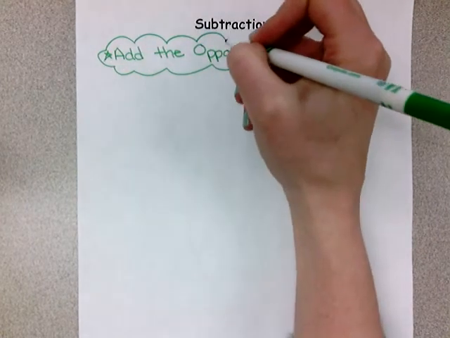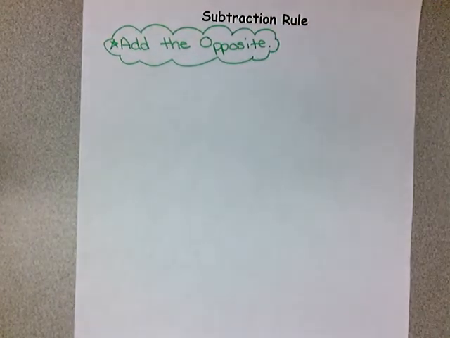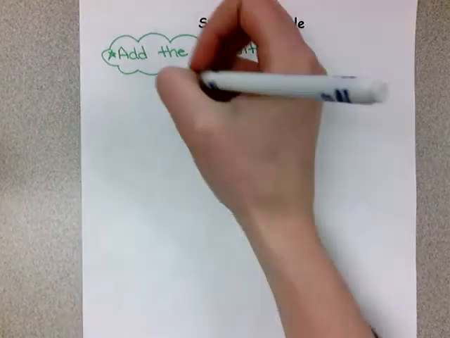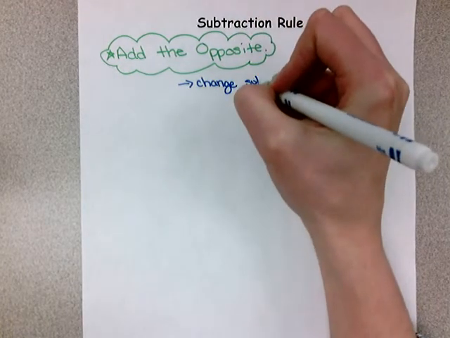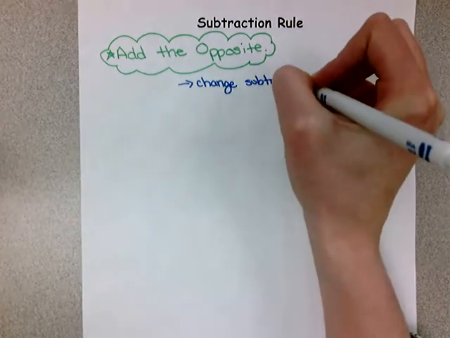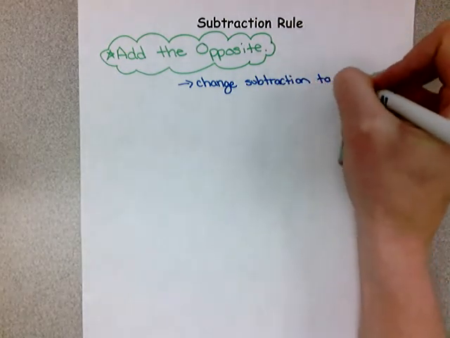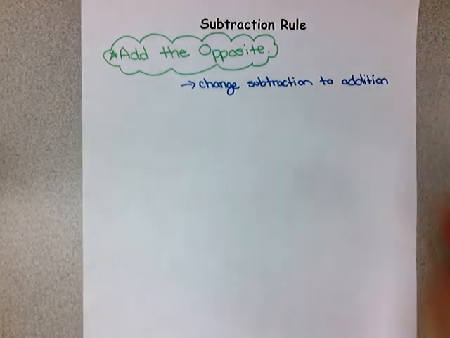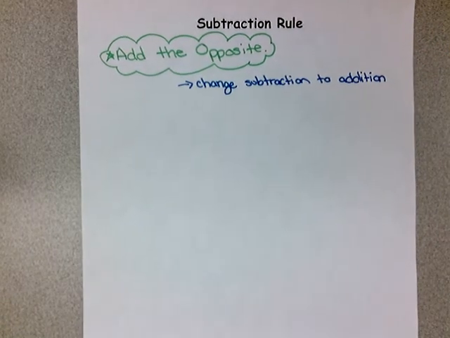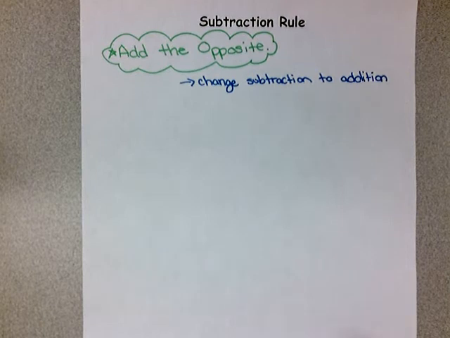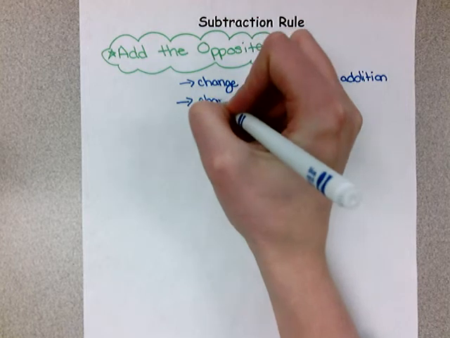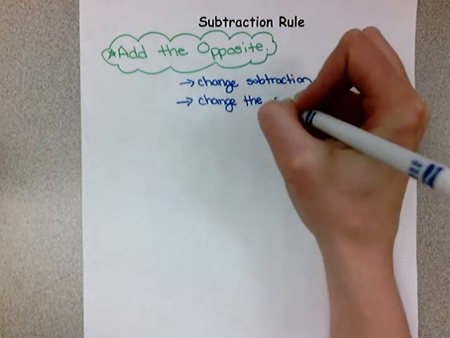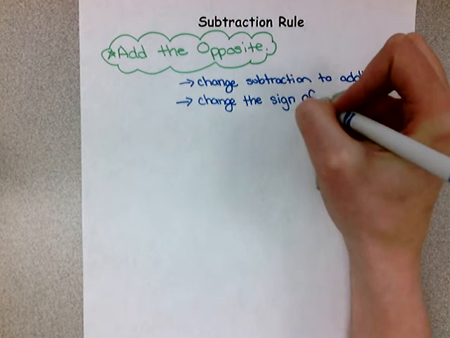So the rule here for subtraction that you can use is to add the opposite. This is the important rule to remember, and I'll explain what it means. When you're adding the opposite, first change the subtraction to addition, which is good because I think most of you will agree that adding integers is a lot easier than subtracting integers. And the second thing you need to do is change the sign of the integer behind.